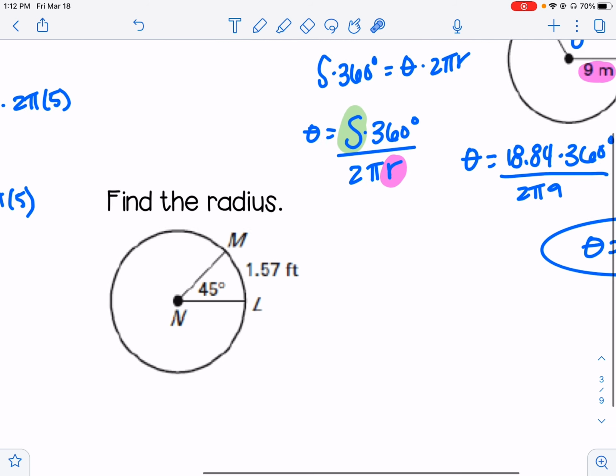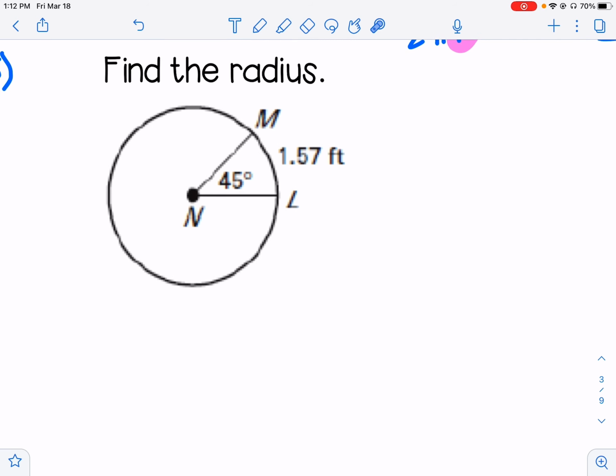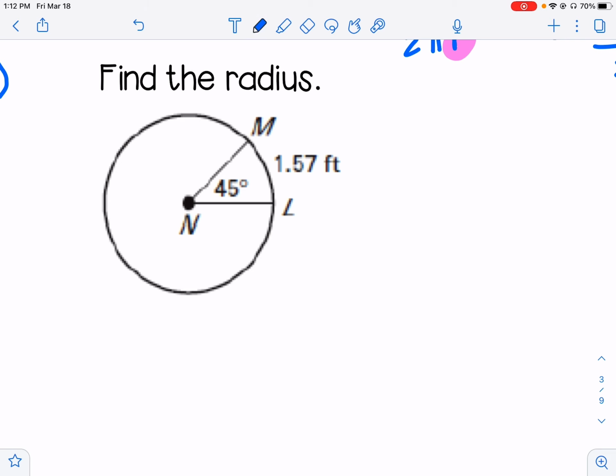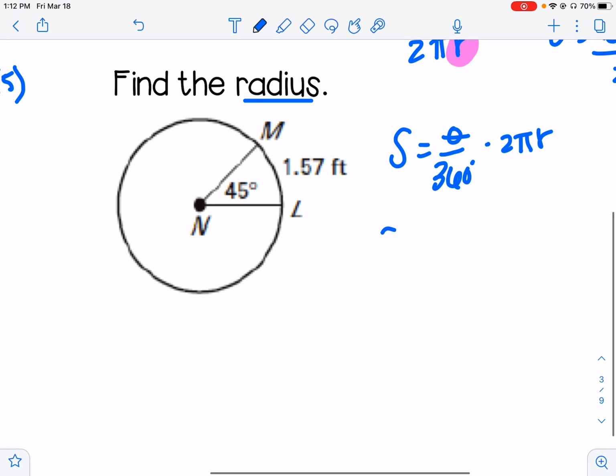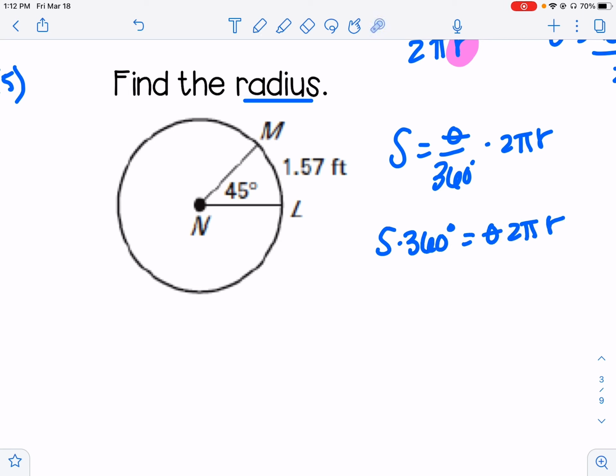All right, we have one more basic example here as we look along. So once again, it's going to ask me to find the radius. I personally am going to reset up my formula. So S equals theta over 360 times 2 pi r. And I'm going to isolate the r. So I know I need to get rid of the 360 first. And then everything else is being multiplied here by r, so I'm going to divide all of those to the other side.